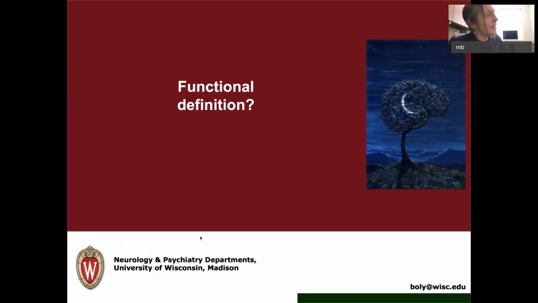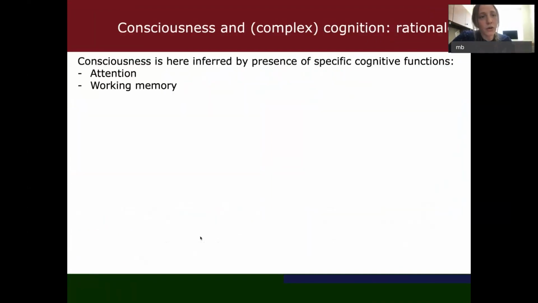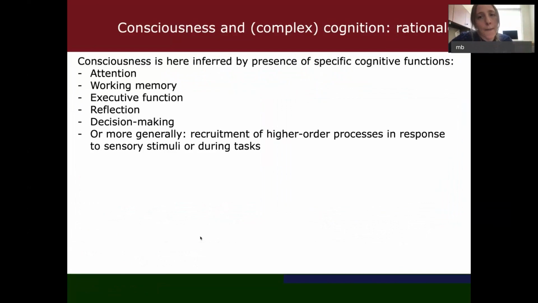Okay. And then another thing about functional definition now. So again, you're not trying to use behavior, but you're trying to infer consciousness from the presence of a particular cognitive function. And here, looking not only at behavior, but mostly at brain activity. And we've done that, like there are some specific cognitive functions that, we've done that in the field, that are thought to require consciousness.